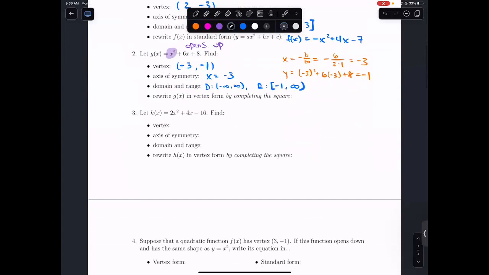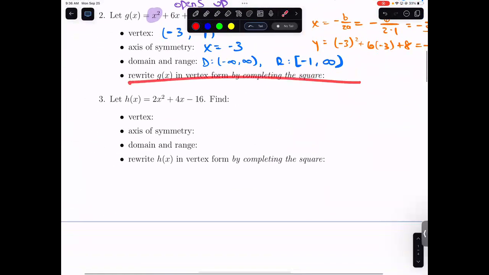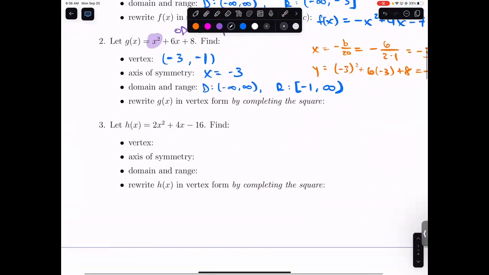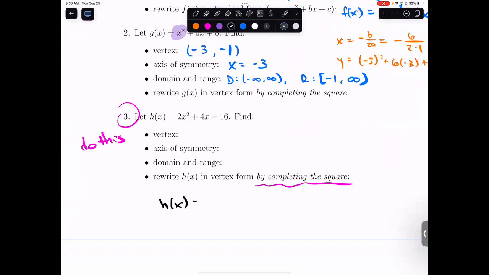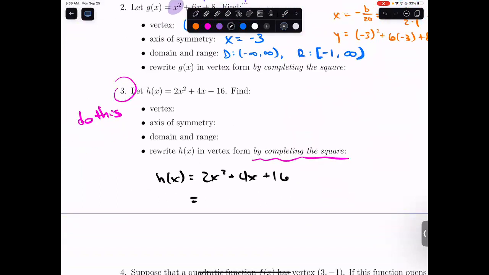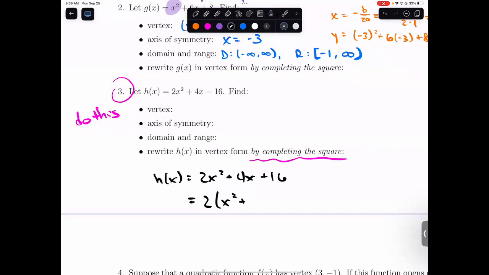Okay. So that's how I would answer this, right? For 3, you're going to do all the same things. I'm going to leave that one for you to do tonight. For the last part, the completing the square, just a nudge in the right direction. All of the coefficients there, 2, 4, and 16, those are all even. So start by factoring that 2 out and then just work on this part, right?